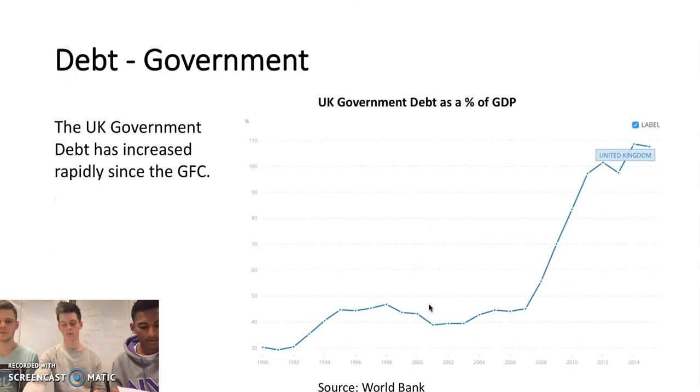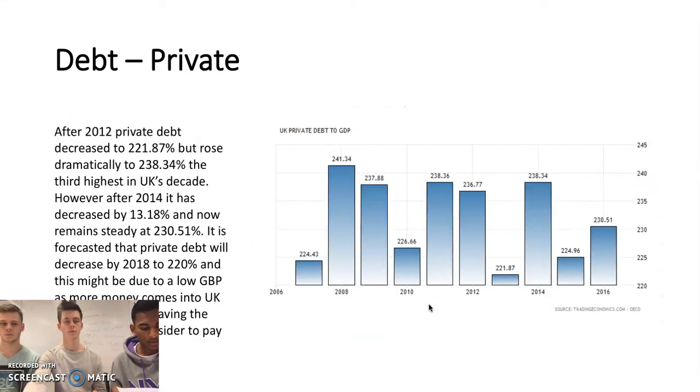UK's government debt stands at 110% of GDP, which has largely decreased from last year according to the World Bank, as shown. A high government debt is likely to decrease the value of the Great British Pound, as the country may be unable to pay its debts. UK's private debt currently stands at 230% of GDP, and it has increased from last year, as figures show from Trading Economics.